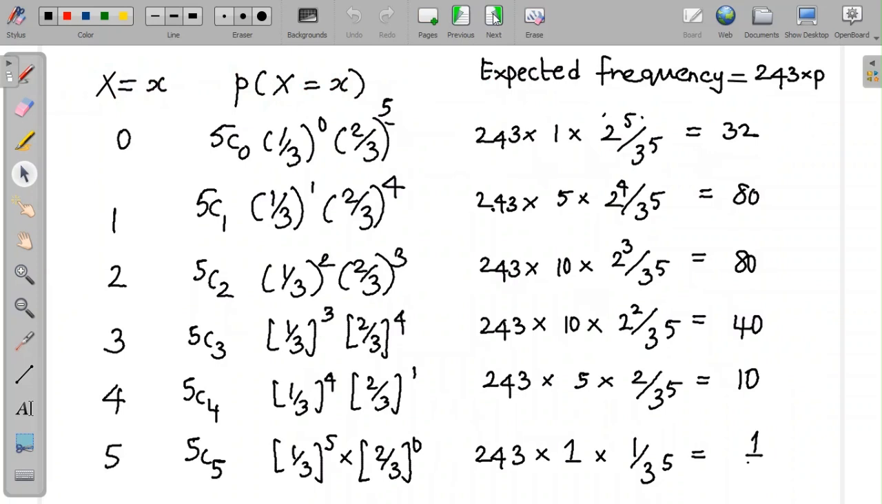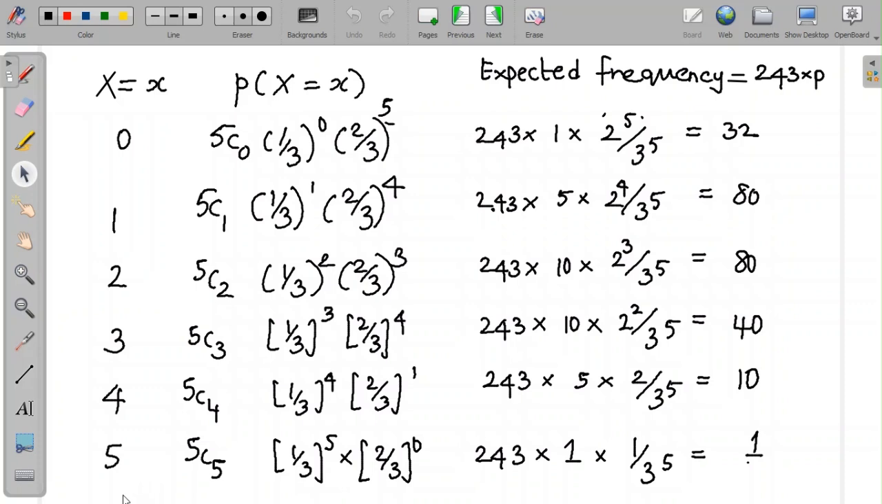We'll repeat this for x is equal to 1. So that's 5C1, which is 5, times (1/3)^1 times (2/3)^4, which is 80/243. When we multiply this probability by 243, we get the number as 80. So repeating this, for x is equal to 2, we get the answer as 80 again. For x is equal to 3, we get the answer as 40. For x is equal to 4, we get the answer as 10. And for x is equal to 5, we get the answer as 1. So these are the expected frequencies.